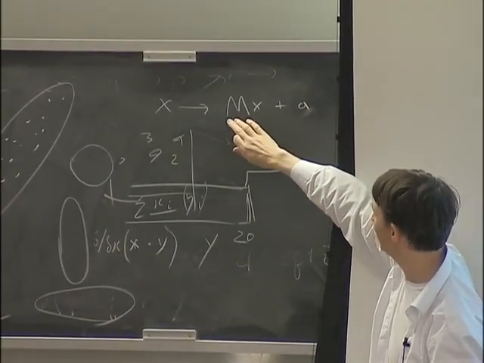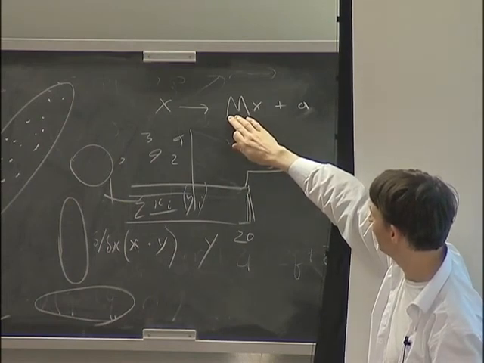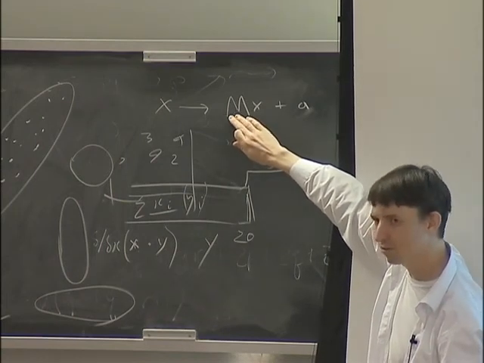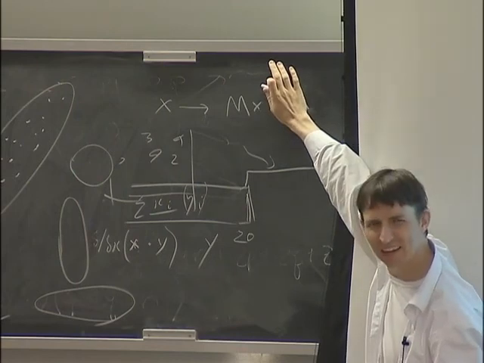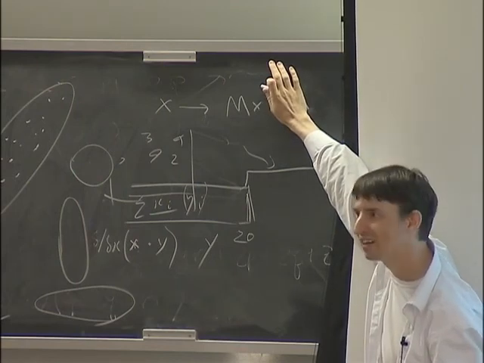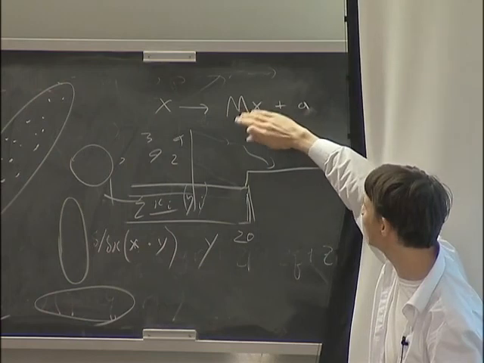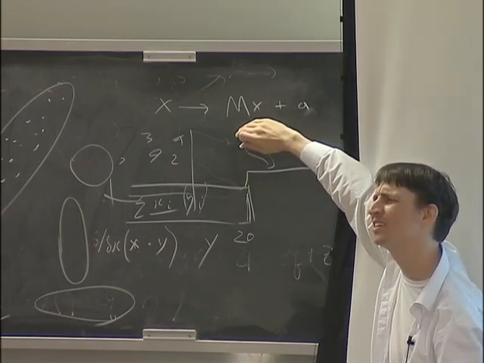Affine just means... what is this transform called without the a? Is there a name for that? Linear. A linear transform. I mean, isn't this linear too? Isn't an affine transform linear too? Affine has an extra term.